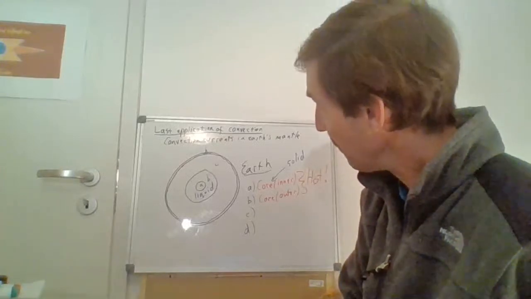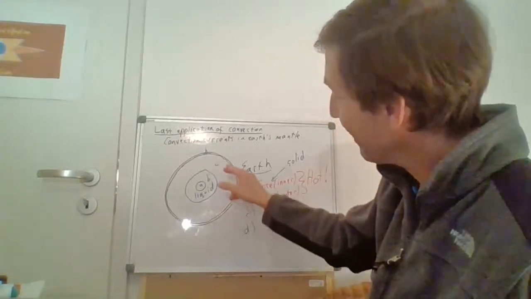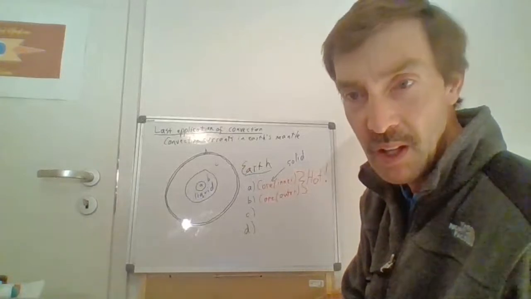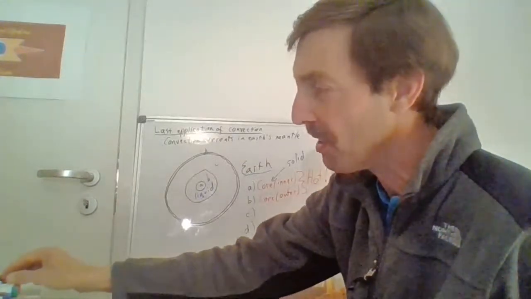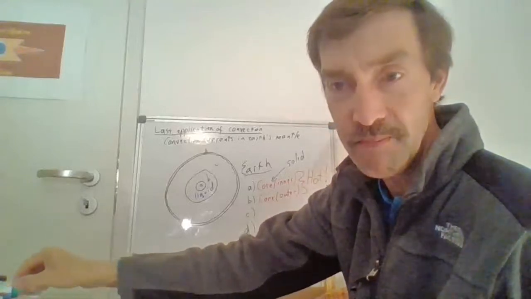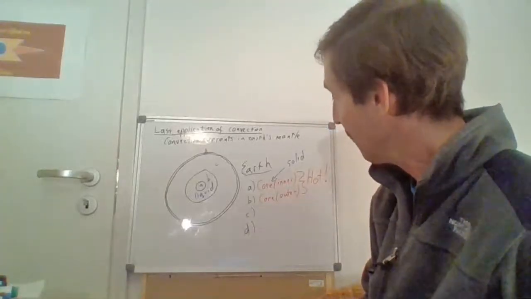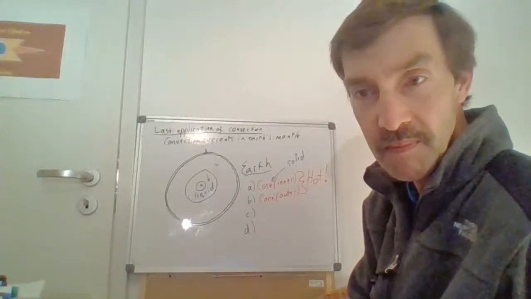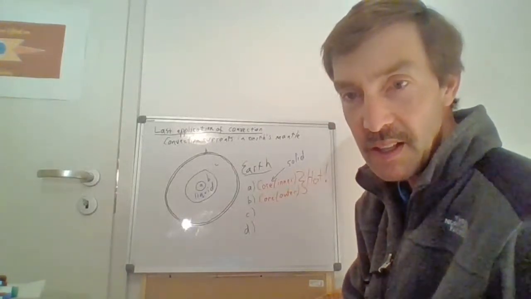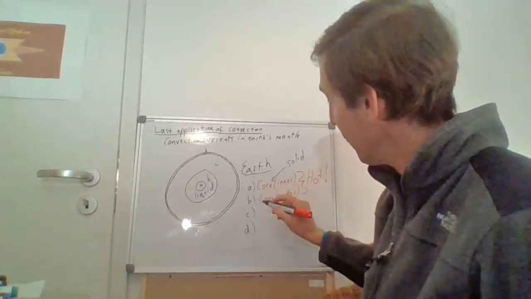Super. Can you guess then what C and D are called? Which one is what, maybe? If you haven't heard of it, you're going to learn something new today. Yeah, Tully's got it. Good. C's the mantle.